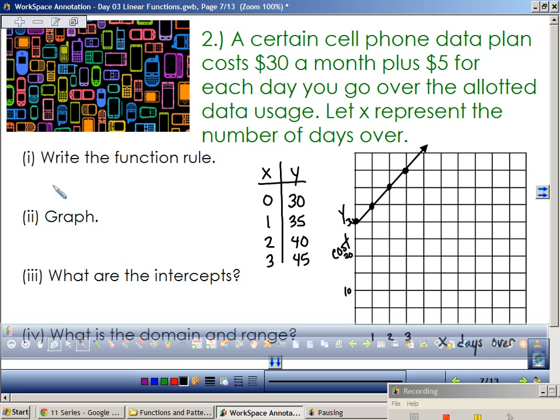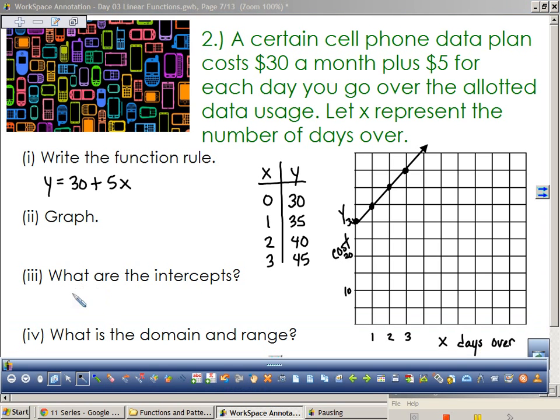Can you write a function rule? Yeah. What is it? Y equals 30 plus 5x. 5 per day over.